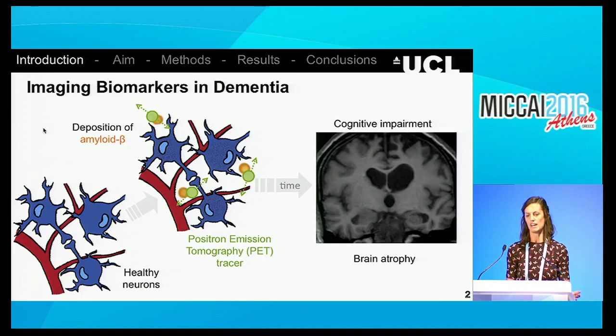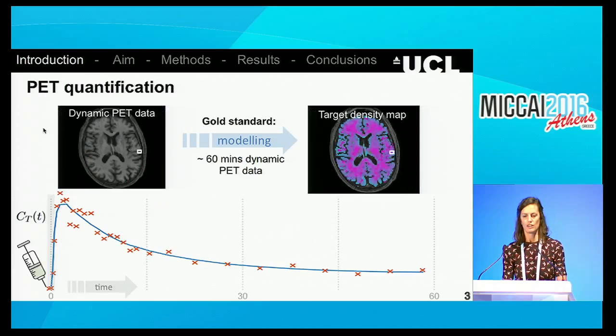And with the advent of PET MRI scanners, we can combine this information from PET with MR, and the complementary information can improve our quantification of the data. So how do we quantify PET data? Following the injection of the tracer, we acquire dynamic data to monitor the delivery of the tracer to your tissue, the binding of the tracer to the imaging target, and then the subsequent washout of the tracer.